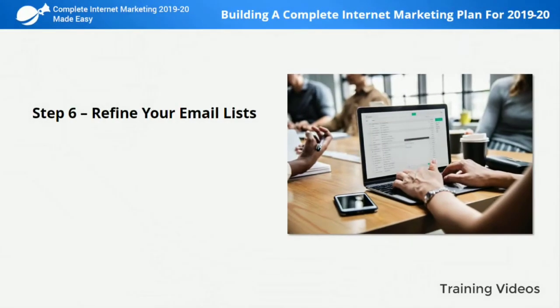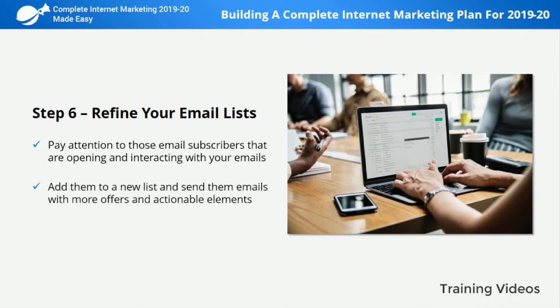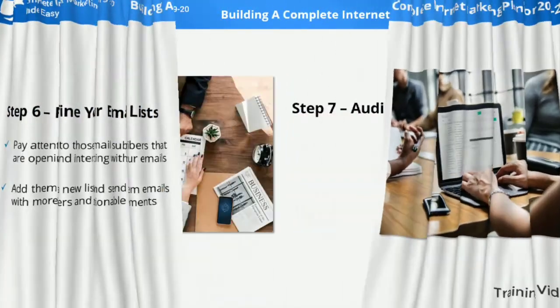Step number 6. Refine your email lists. Pay attention to those email subscribers that are opening and interacting with your emails. Add them to a new list and send them emails with more offers and actionable elements.